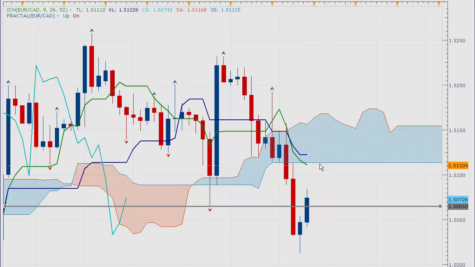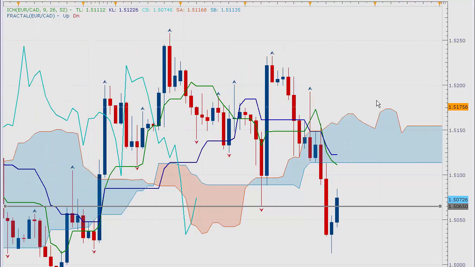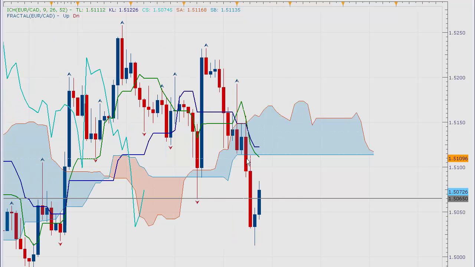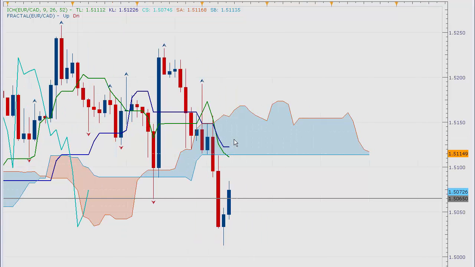So now we'd want to wait and see what happens in this area. Tenkan-sen, Kijun-sen in the bottom of the cloud. Big flat bottom on this cloud. So that could prove major resistance. So we'll wait to see what happens there and get a move to the downside.